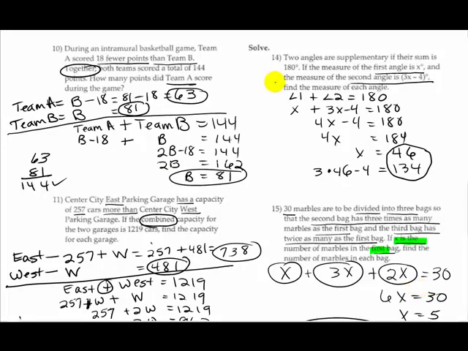Okay, so then over here, you were also supposed to work the 14. And the first thing I did was 2 angles are supplementary if their sum is 180. Angle 1 plus angle 2 equals 180. That's the sum of 2 angles. Then they said the first angle is x, second angle is 3x minus 4, and then solve the equation.